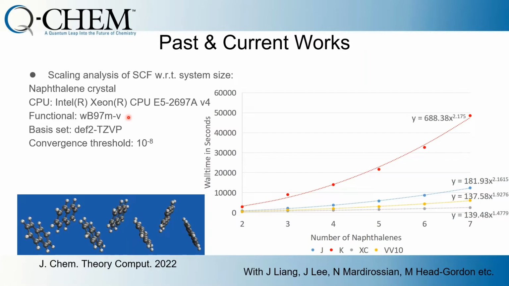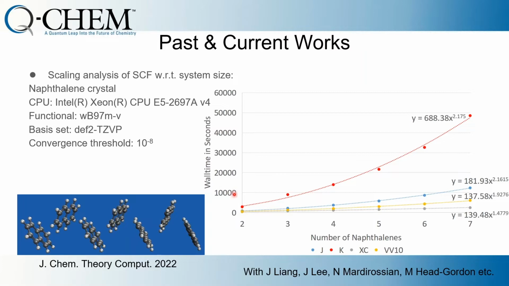The molecular system I used here is the naphthalene crystal. The x-axis here is the number of naphthalenes using the def2-TZVP basis. We have about 350 basis functions per naphthalene, so the number of basis functions increased from about 700 to about 2,500. The y-axis is the total wall time in seconds for the SCF calculation running in serial. The number of SCF cycles for all of the calculations, converged to the threshold of 10 to the minus 8, is about 13 cycles.